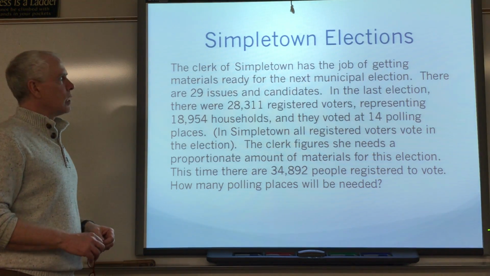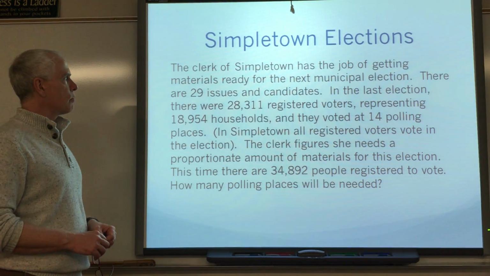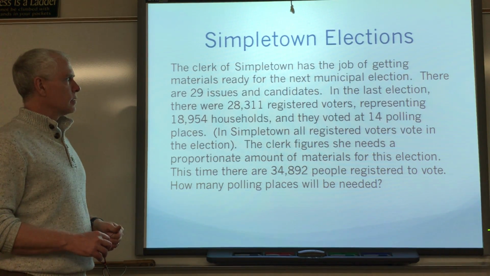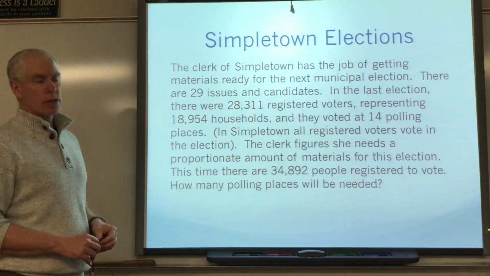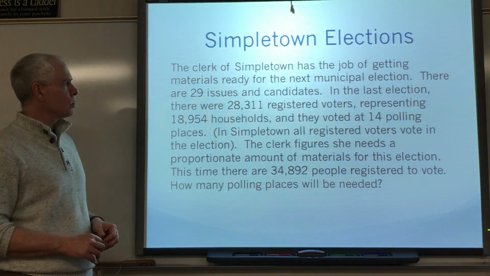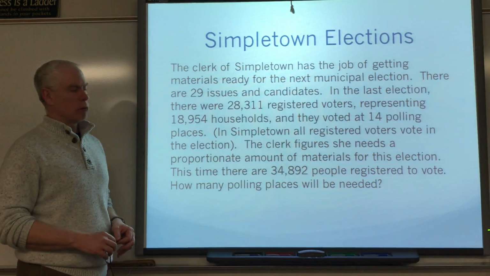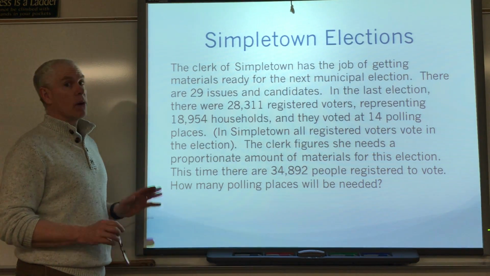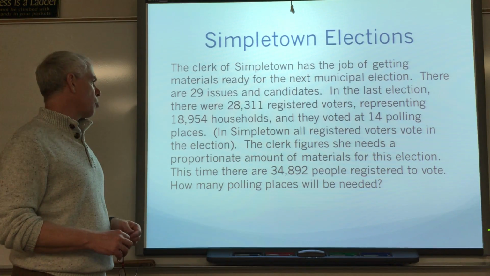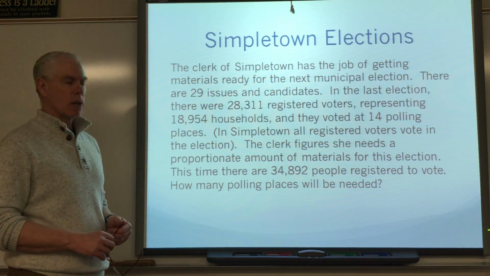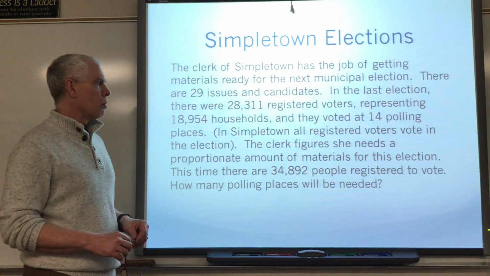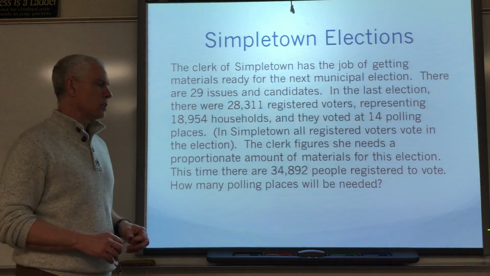The clerk of Simpletown has the job of getting materials ready for the next municipal election. There are 29 issues and candidates. In the last election, there were 28,311 registered voters representing 18,954 households, and they voted at 14 polling places. In Simpletown, all registered voters vote in the election. The clerk figures she needs a proportional amount of materials for this new election. This time, there are 34,892 people registered to vote. How many polling places will be needed?